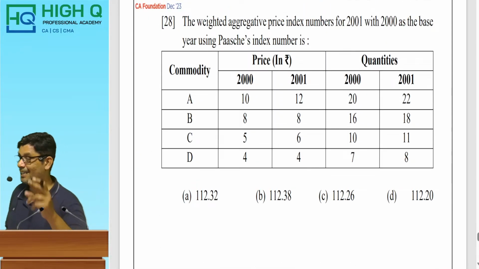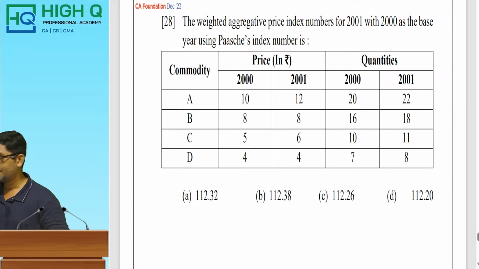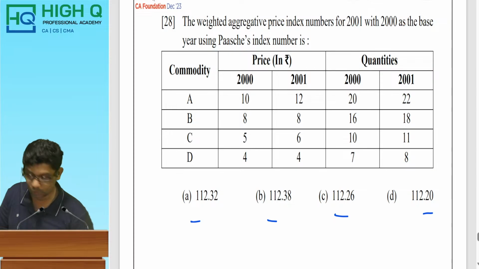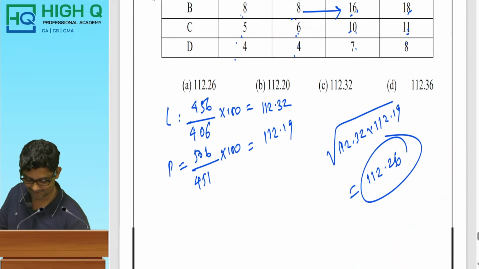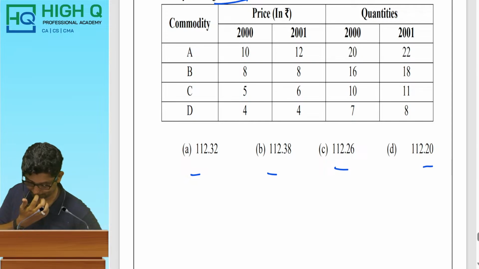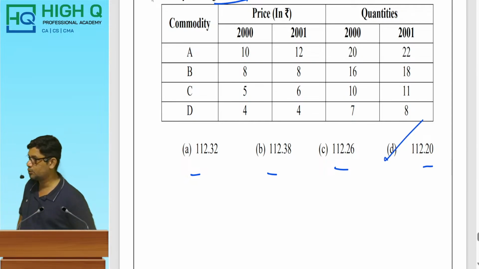This is a question from the last December attempt. Most people find it very difficult because all the options are very close. The table remains the same. Now can you find out what Paasche is? I already got it: 112.19. Is it approximately 112.20?